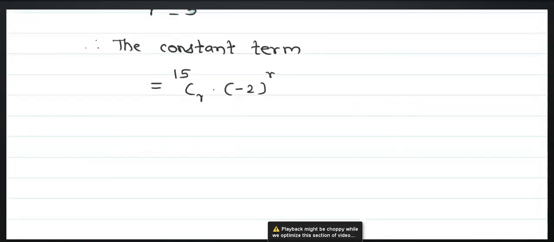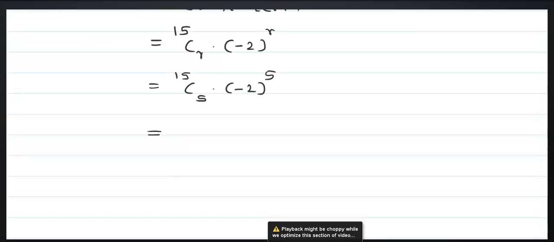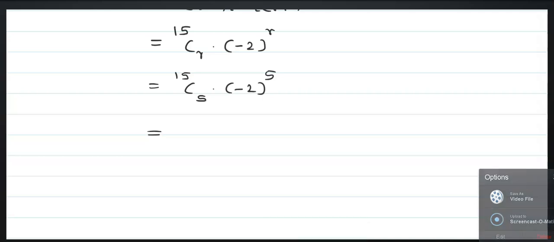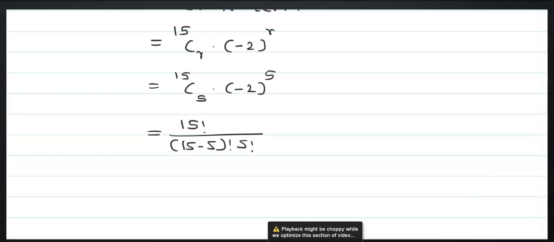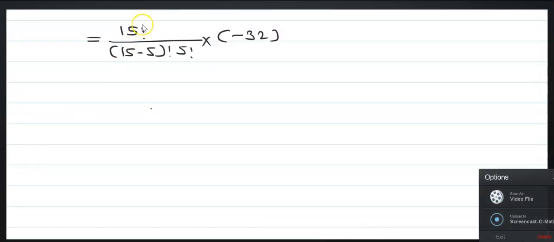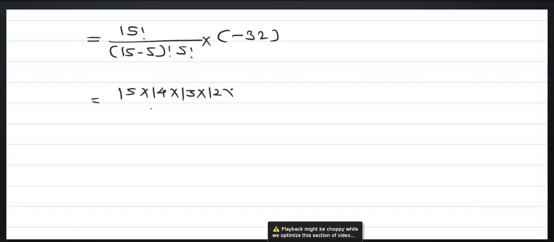15cr minus 2 raised to r, 15c5 minus 2 raised to 5. Now calculate the terms. That is 15 factorial upon 15 minus 5 factorial into 5 factorial, minus 2 raised to 5. That you will get minus 32. Okay. 15 factorial upon 10 factorial into 5 factorial. Again extend that numerator 15 factorial up to the 10 factorial and we get the cancellations.